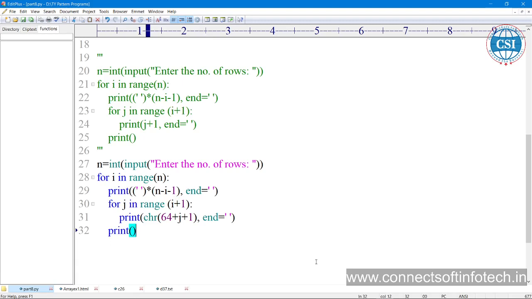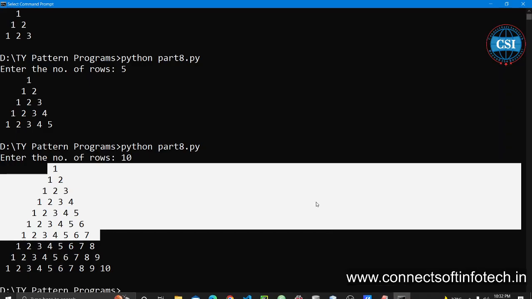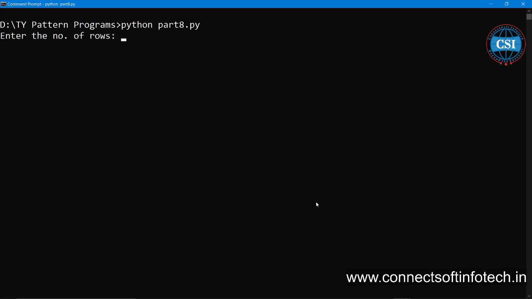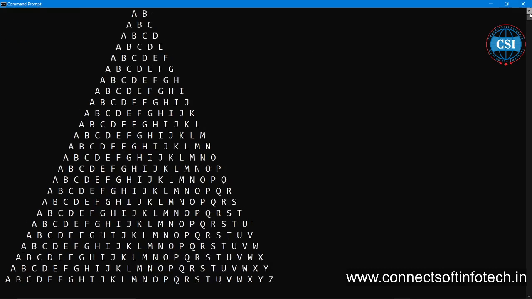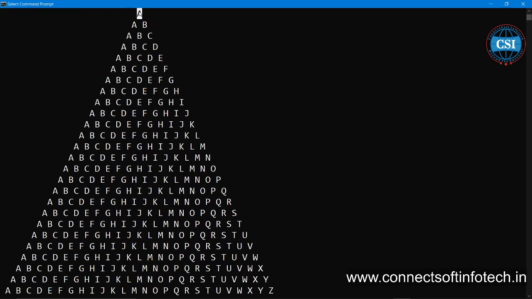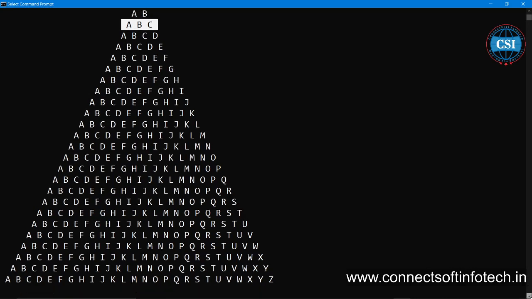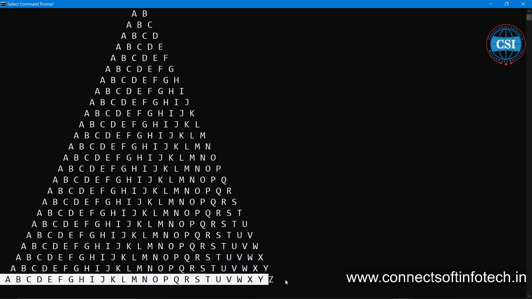Very simple. Let us execute this code. Are we getting the output perfectly or not? Yes, perfect. First is A, next is A B, and third is A B C. Entering the number of rows as 5, we get A B, A B C, A B C D. You can enter 26 here, and all the alphabets get printed in this pyramid pattern, from A up to Z. This is a perfect pyramid we are going to print here.